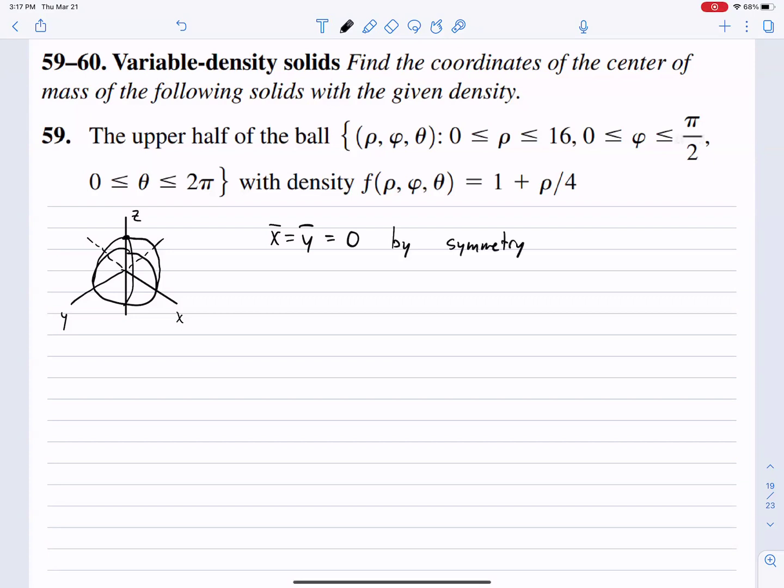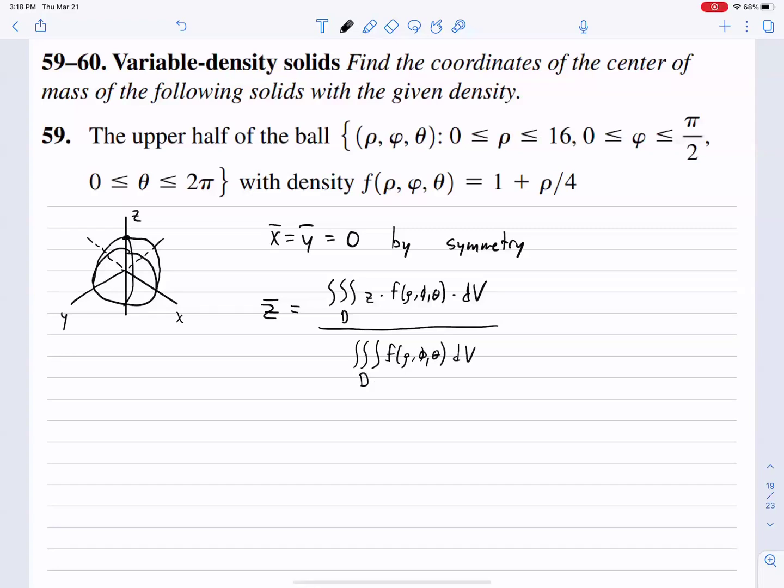And so we need to compute z bar. Z bar is you integrate over the region D, z times the density function f of rho, phi, theta, times the fudge factor rho squared. I'm just going to write dV for now. Then over the mass, and the mass is just the integral of the density function dV.